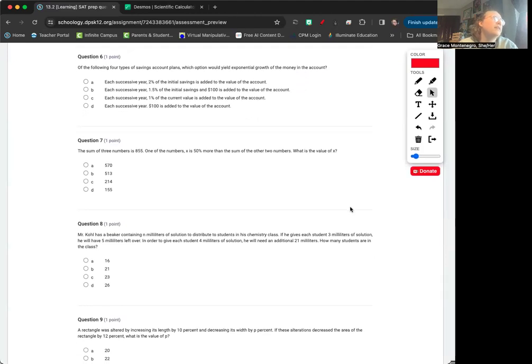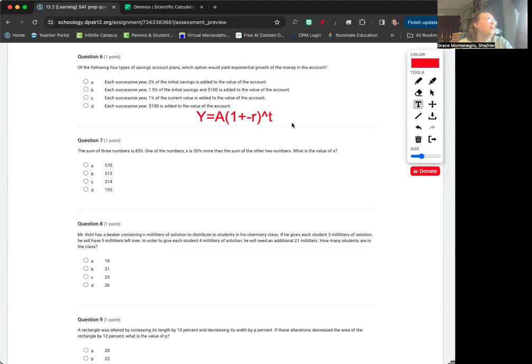Of the 4 types of savings account plans, which option would yield exponential growth of the money in the account? Oh, in order to put these into the graphing calculator, I did write the equations. That's what happened. Okay, so this was the big thing in our first unit. Exponential growth equation: your final amount equals the original amount times the growth rate, which is often 1 plus or minus the percentage. I think we usually use R for that, but it is the percentage, to the time power.